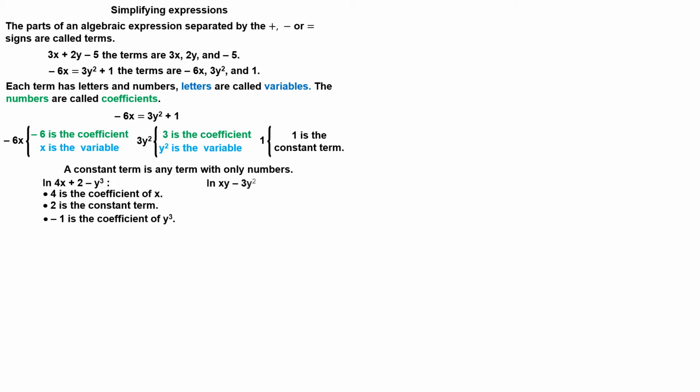In this expression, 1 is the coefficient of xy. Minus 3 is the coefficient of y squared. 7 is the constant term.